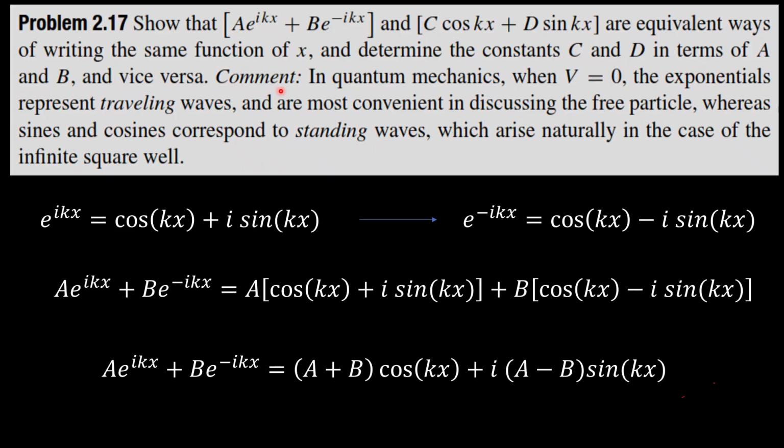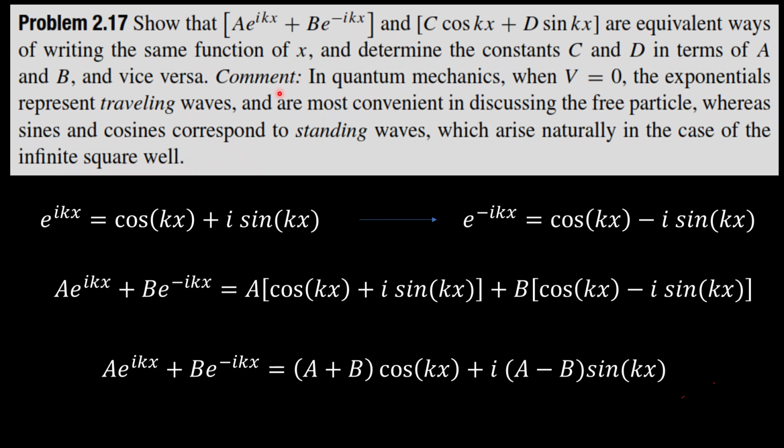The comment is: in quantum mechanics, when the potential is equal to zero, the exponentials represent traveling waves and are most convenient in discussing the free particle, whereas sines and cosines correspond to standing waves, which arise naturally in the case of the infinite square well.